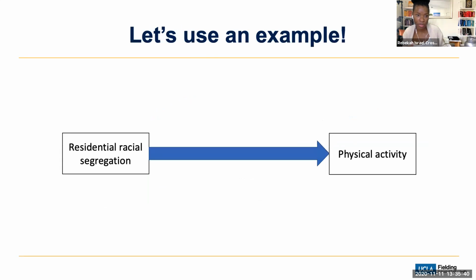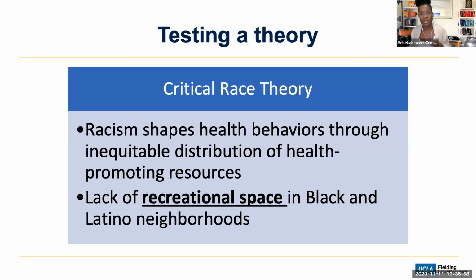Let's get into our example. I talked about this already, but for the next 5 minutes or so, we are going to focus on residential racial segregation and physical activity. And so the theory that I chose to operate from to explain this relationship is critical race theory. And I chose this one because I saw that you all read some critical race theory stuff for this class. And so I really want to think through what developing or building this model might look like using critical race theory. And so let's get started.